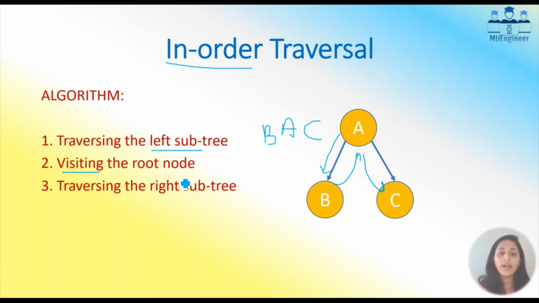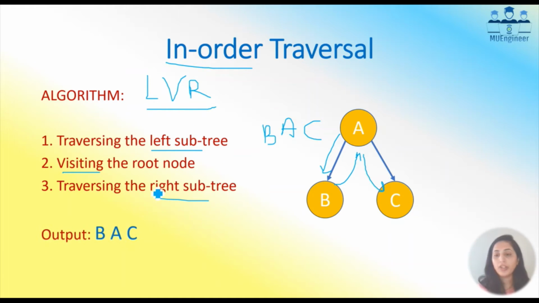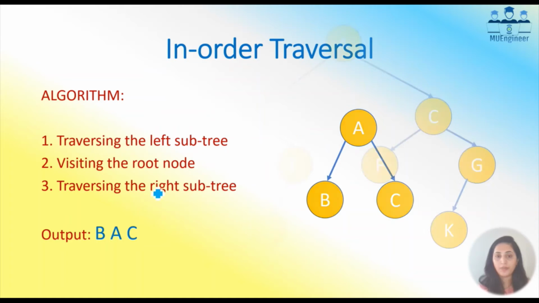Here the left is coming first, then visiting the root node, then the right side. That's why, as the name suggests, in-order uses LVR notation and the output for the given tree will be BAC.